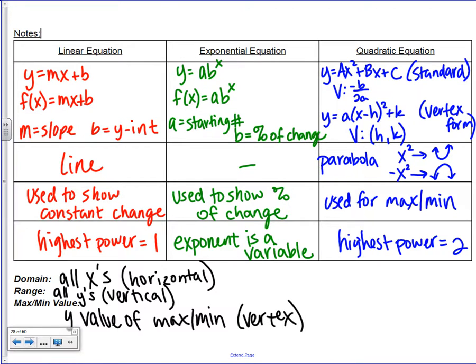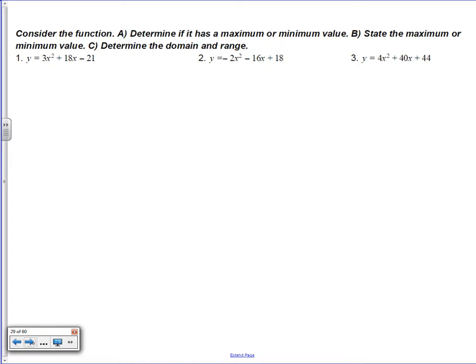Okay, so let's take a look at our directions here. Consider the function, determine if it has a maximum or minimum, state the maximum or minimum value, and determine the domain and range. Now, we should be able to do this without any graphing, okay? First and foremost, you know that the max and min happens at the vertex. Okay, so for that, I'm going to need to find the vertex. Let's go ahead and do that.